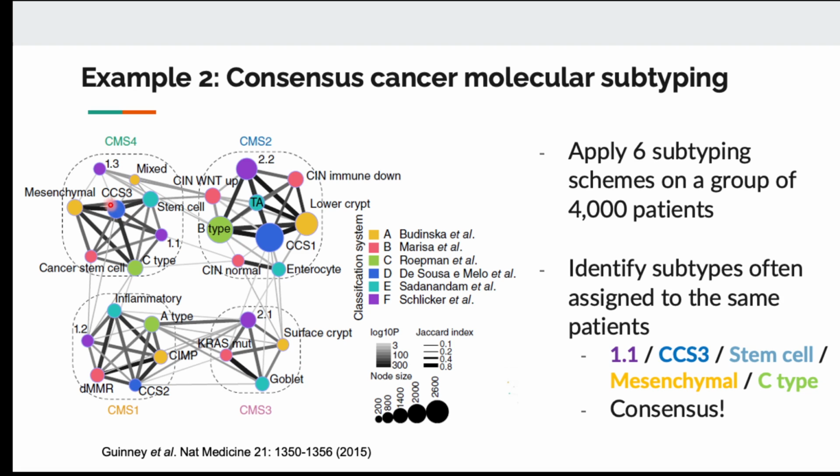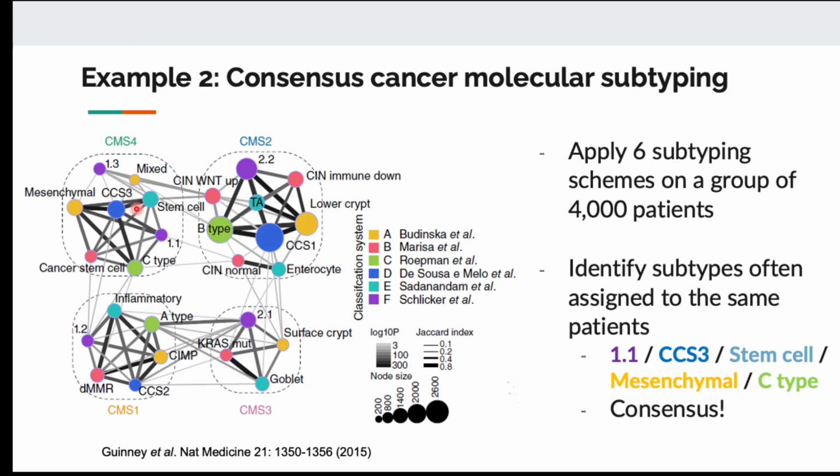hospital number 4 calls them CCS3, hospital number 5 calls them stem cell, hospital number 6 sometimes calls them 1.1, sometimes 1.3. So by doing this kind of analysis, by aggregating the data together, the authors identify 4 major groups of patients that, whichever hospital these patients go through, will be classified as these specific subtypes.